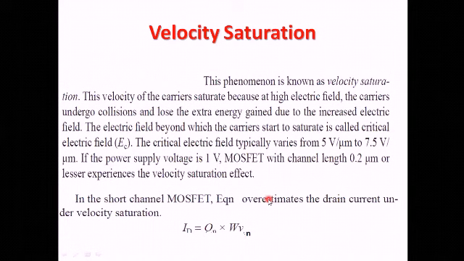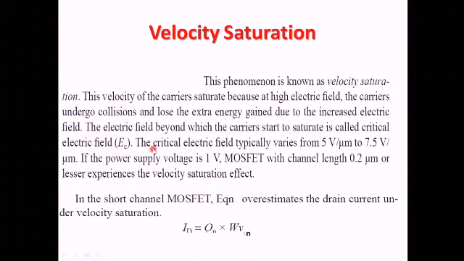Now, this phenomenon is known as velocity saturation. The velocity of the carriers saturates because at high electric field, the carriers undergo collisions and also lose the extra energy gained due to the increased electric field. The electric field beyond which the carriers start to saturate is called the critical electric field, EC. This one is very important. That is the critical electric field.